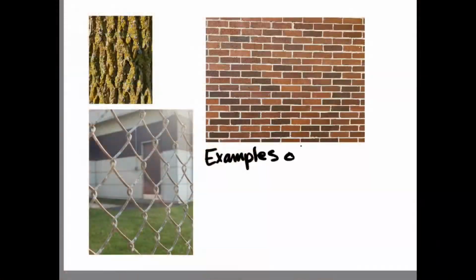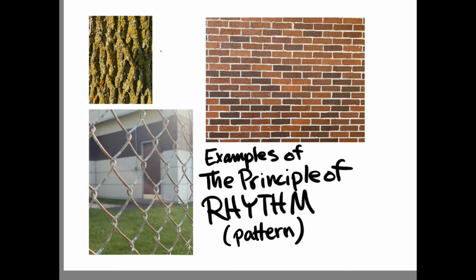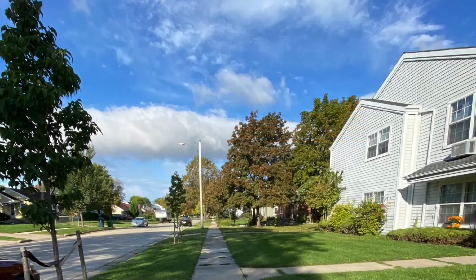This is a repeating pattern. These are examples of rhythm, the repetition of a visual beat, the repetition of a shape or a color or a texture or a line.